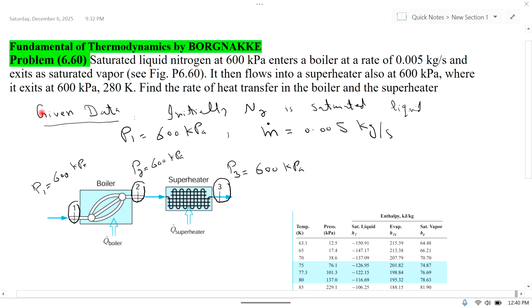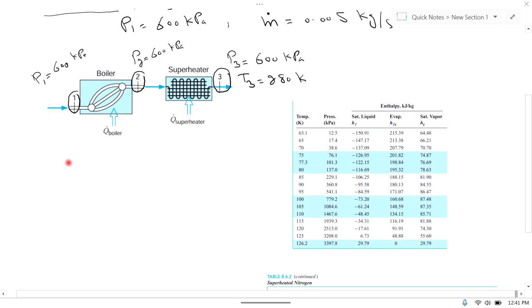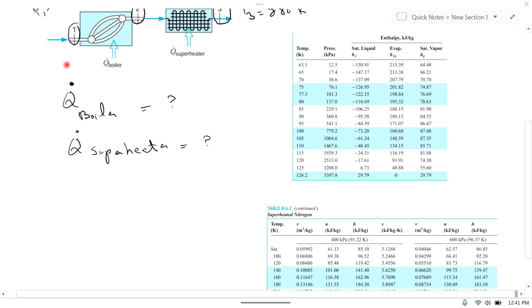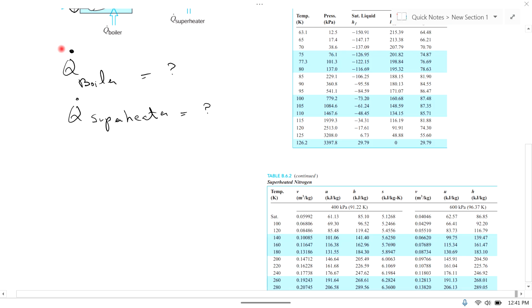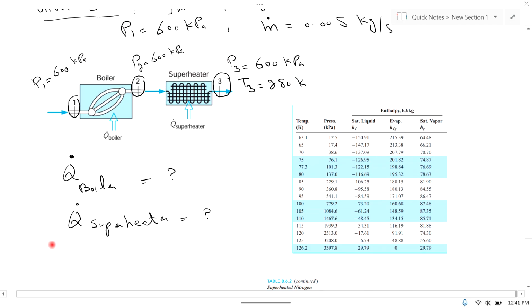Where it exits at state 3, the temperature T3 is equal to 280 Kelvin. Find the rate of heat transfer in the boiler and the rate of heat transfer in the superheater. So for this we will find H1, H2 and H3.